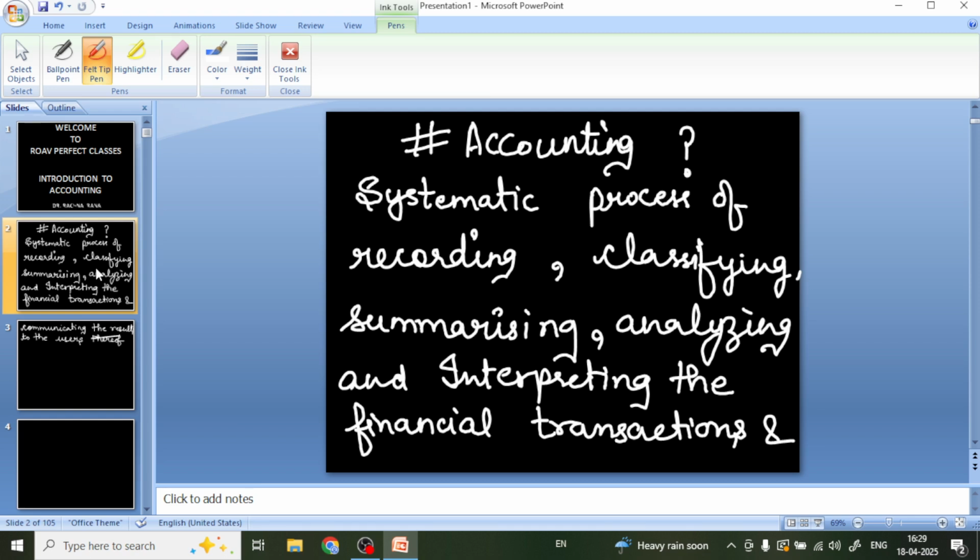Now, first, accounting is a systematic process of recording. What recording? Recording means day-to-day transactions which happen in real life. Those transactions will be recorded in a bookkeeping, but they should be recorded in a systematic way, means date wise. We have to record daily happening transactions, whether they are related to cash or non-cash. When we record those transactions in a book, that book is known as bookkeeping.